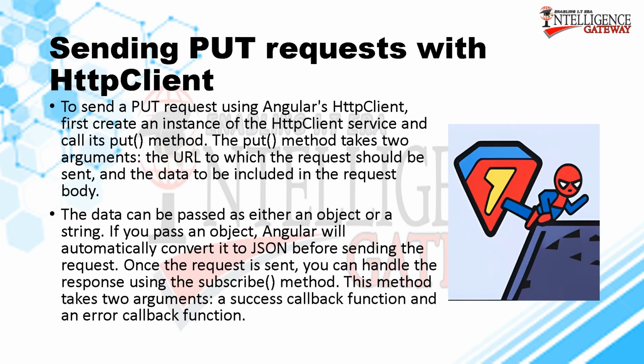Sending PUT requests with HTTP client. To send a PUT request using Angular's HttpClient, first create an instance of the HttpClient service and call its PUT method. The PUT method takes two arguments: the URL to which the request should be sent, and the data to be included in the request body. The data can be passed as either an object or a string. If you pass an object, Angular will automatically convert it to JSON before sending the request. Once the request is sent, you can handle the response using the subscribe method. This method takes two arguments: a success callback function and an error callback function.